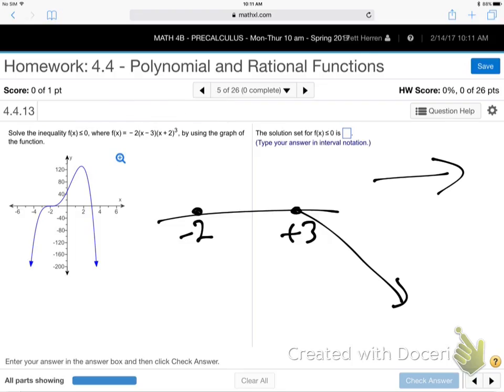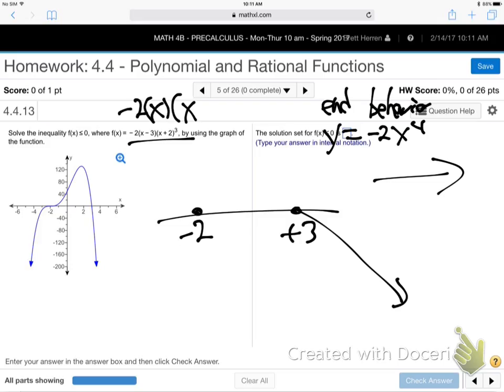Remember how we learned about end behavior? Let me do a better job on that. End behavior is y equals -2x to the what? 4th, right? Remember how we learned you just take the leading coefficient? If you FOILed all that out, you would have -2x to the 4th, in other words, right? So the leading term would be -2x to the 4th, and then smaller stuff. So that means it dominates, and in the end it's going down.